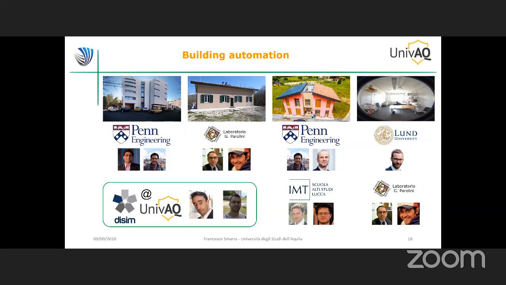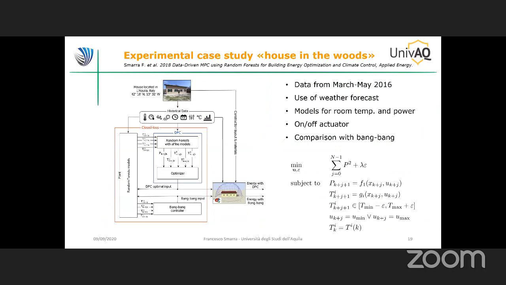Here I'm going to describe just one of these case studies, the one that we call House in the Wood. It's a house that was equipped with sensors thanks to our colleagues from the mechanical department, sensors that provided us with the measurements of room temperatures and power consumption, and also the on-off switching of the heater, the actuator. This data was collected from March to May 2016, and together with the weather forecast data was used to create the data-driven models to set up an MPC control problem with the goal of minimizing the power consumption while keeping the temperature within comfort bounds.